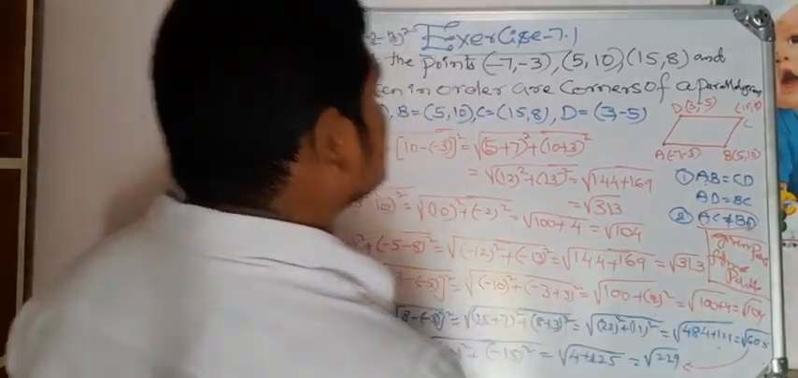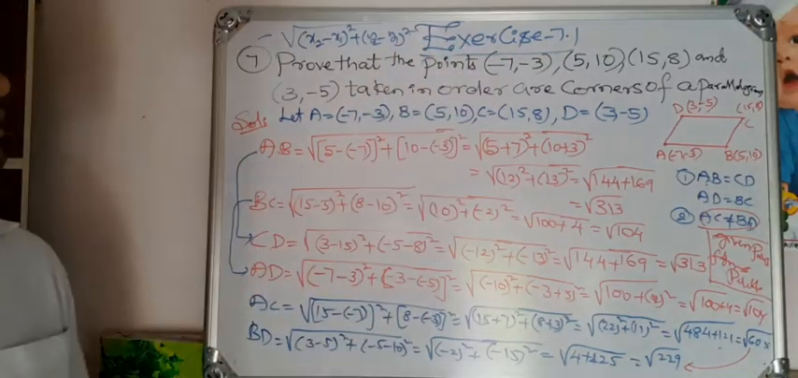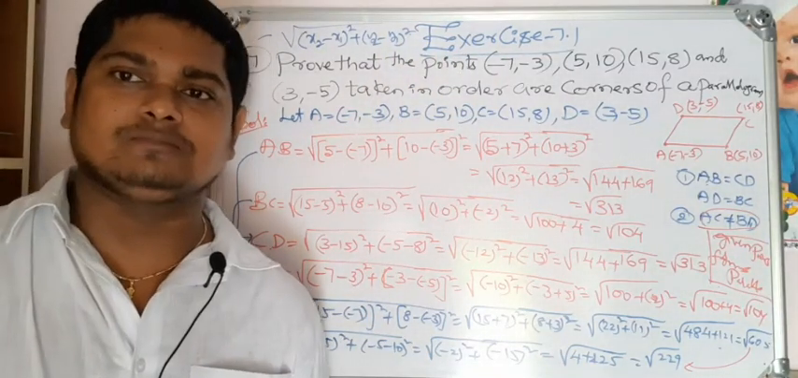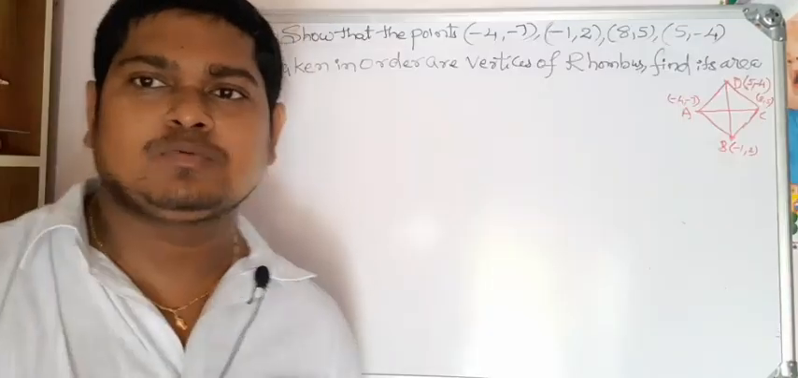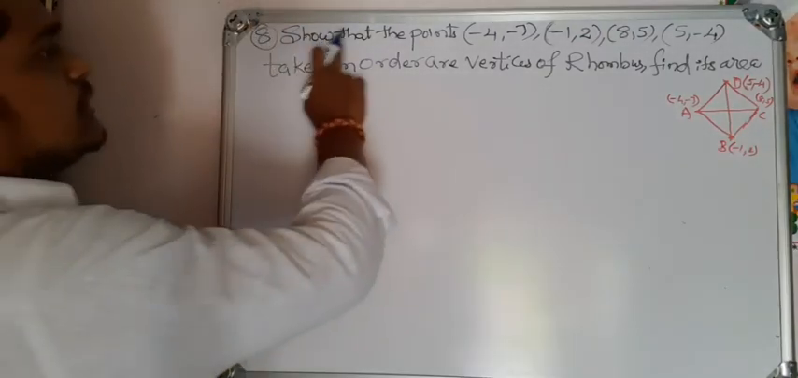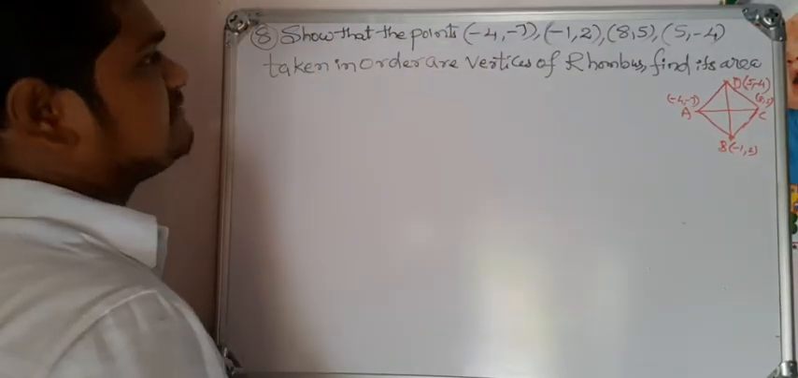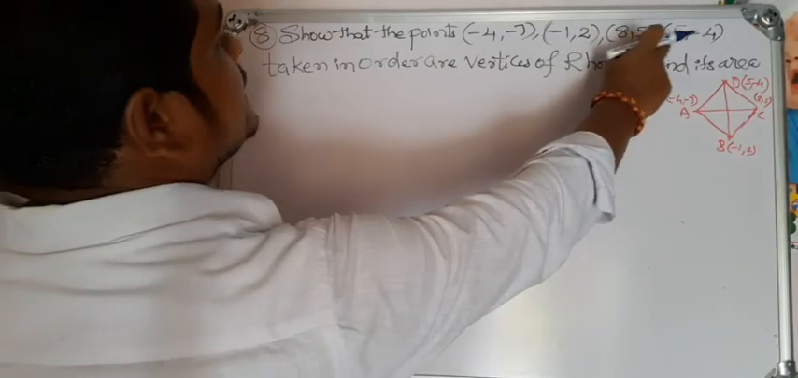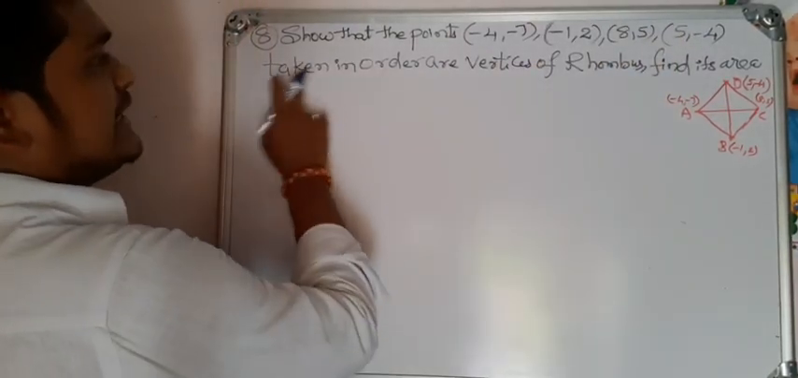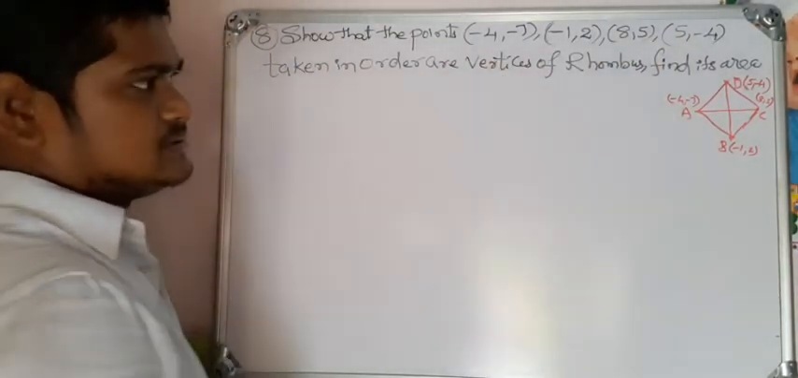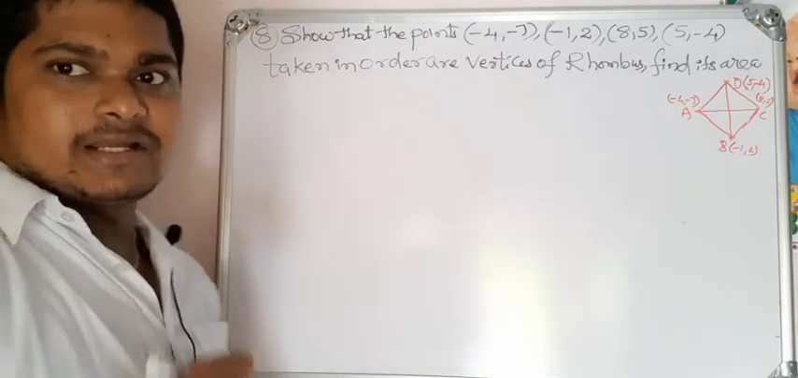If it is not satisfying, it means the given points do not form a parallelogram. Next problem, the eighth problem: show that the points (-4, -7), (-1, 2), (8, 5), (5, -4) are taken in order as the vertices of a rhombus, and find its area.